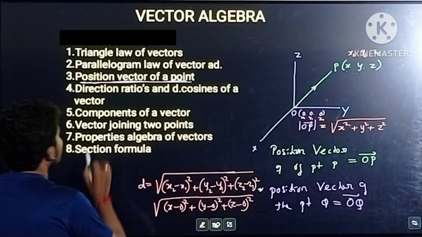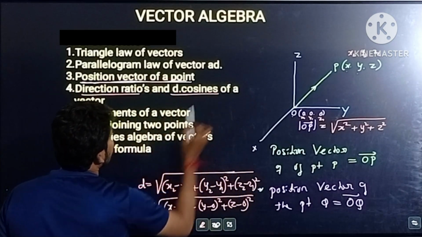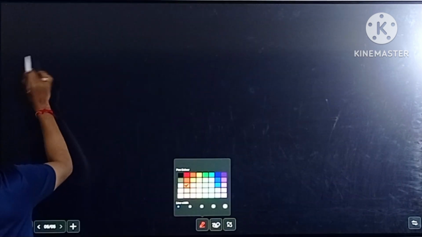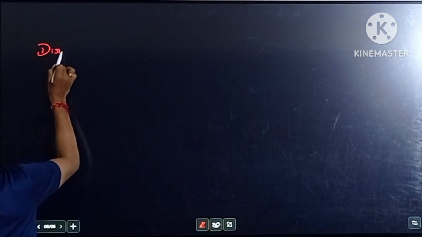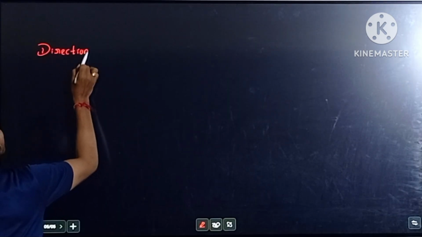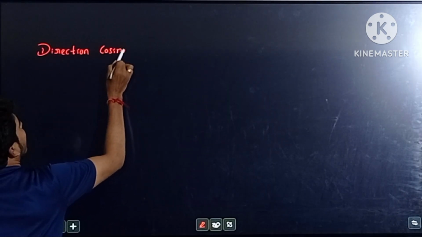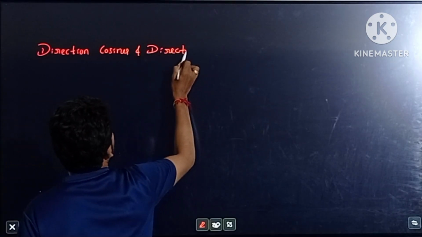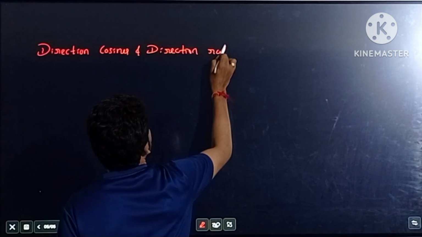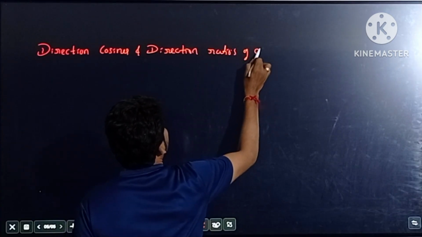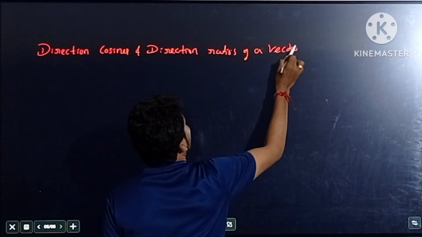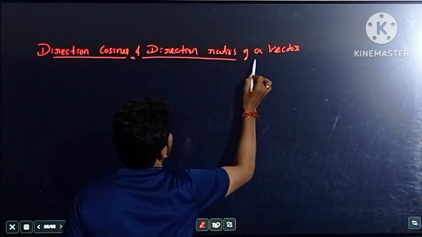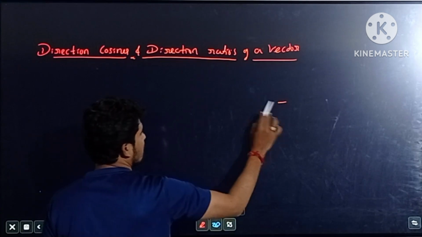And what is the next concept? Direction ratios and direction cosines of a vector. One of the most important concepts. The next concept is direction cosines and direction ratios of a vector. See here, direction ratios and direction cosines.